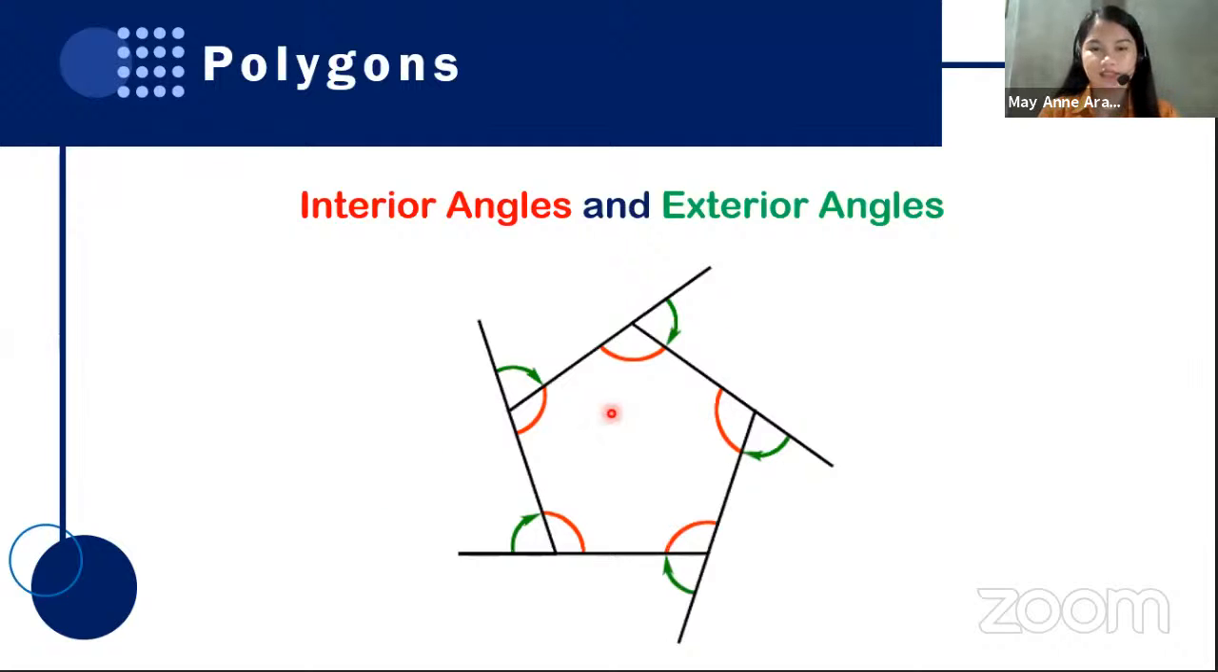Interior angles and exterior angles of a polygon. So this is just what we discussed earlier, and you can see here that interior angles and exterior angles form a linear pair. Right? So their sum must be equal to 180 degrees.